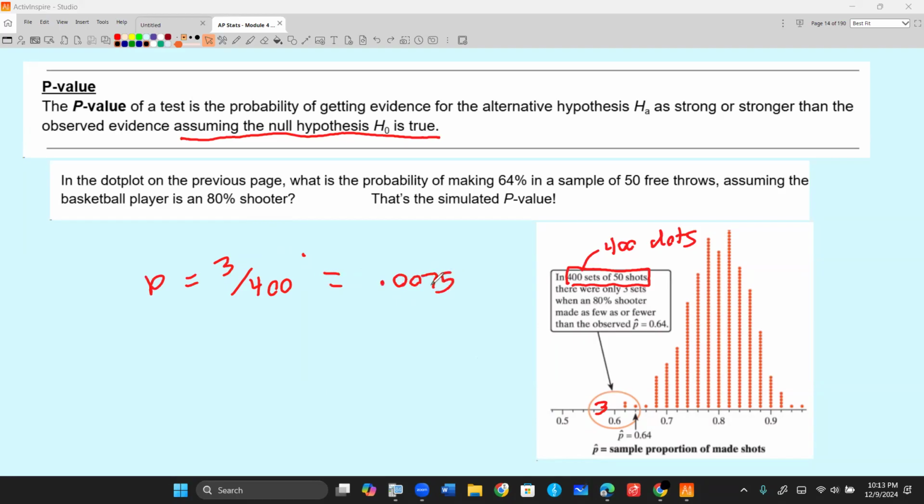So what would our conclusion be with a number so low? Since that's less than 5%, I'm likely to say, you know what? I don't think this person is telling the truth. I think their free throw percentage is actually less than 80%. I'm going to reject the original claim. I'm going to reject the null hypothesis. I have evidence that the alternative, that the percentage is less than 80%, is true. That's the logic behind this.